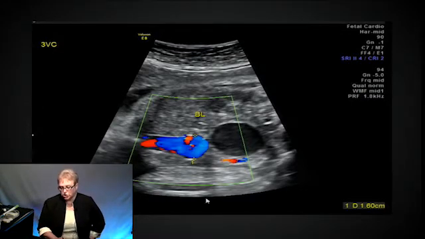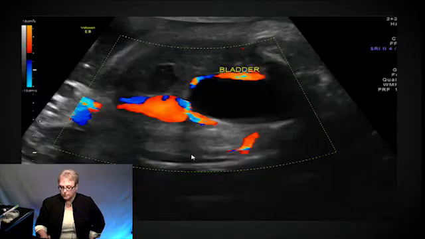So, another cross section of the lower abdomen to the pelvis. There's the bladder, umbilical vein coming in, and then this little turbulent area right here. And then with the bladder, again, you can see umbilical arteries here, and this little dilated area here.